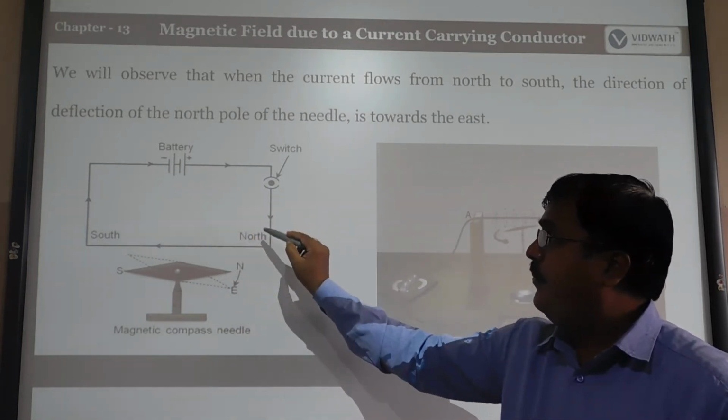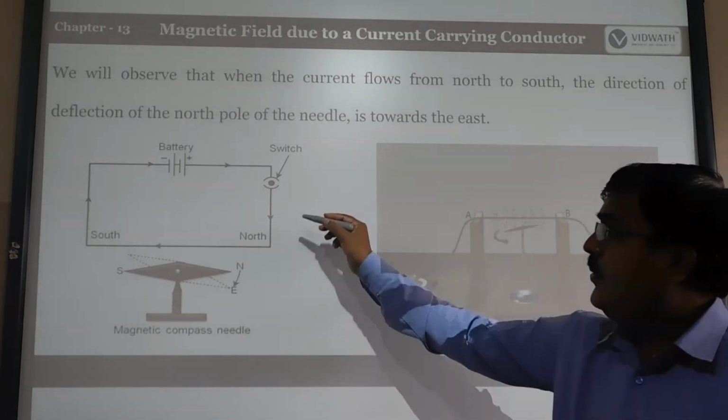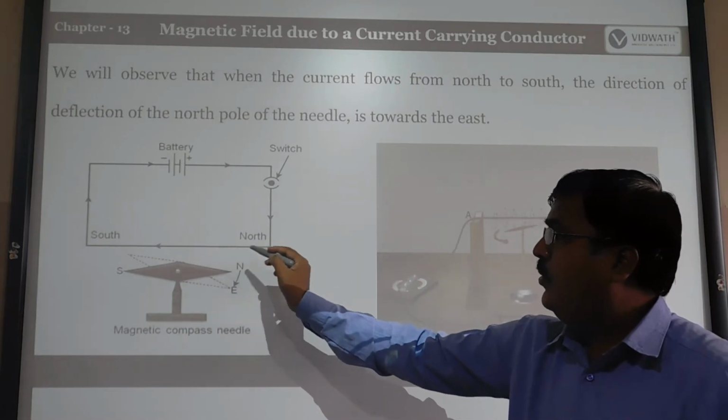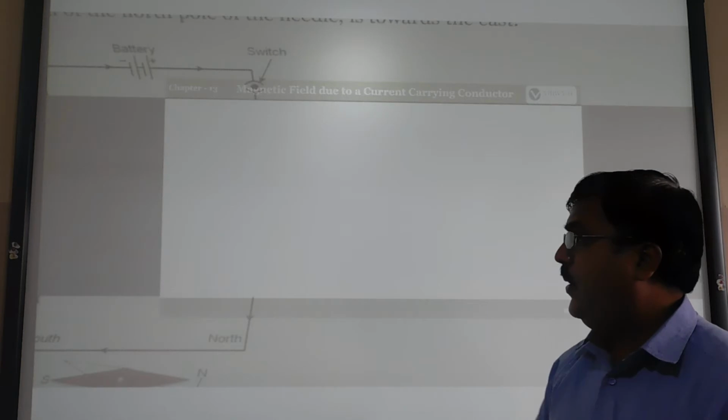So this is the presentation of the circuit, battery, switch, and also poles. How should the needle move to the north and south pole? There will be slightly some direction or deflection that can be seen here.